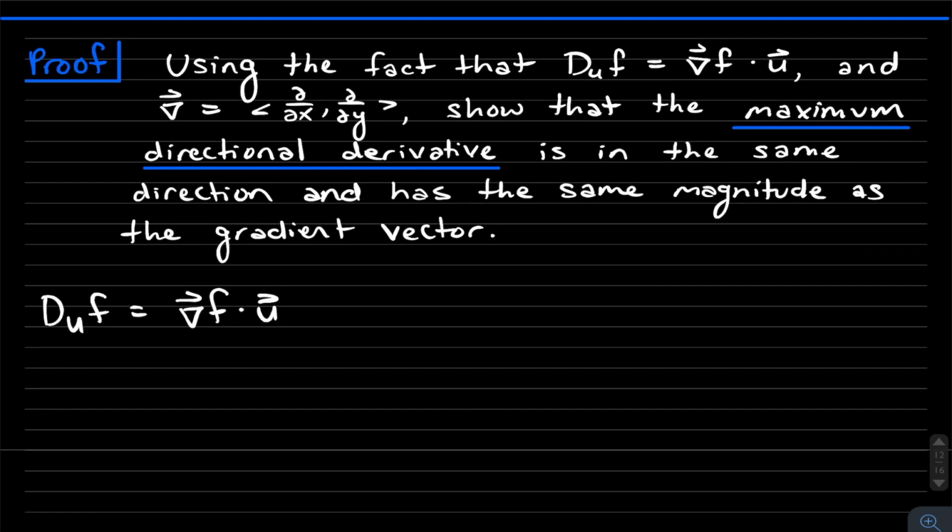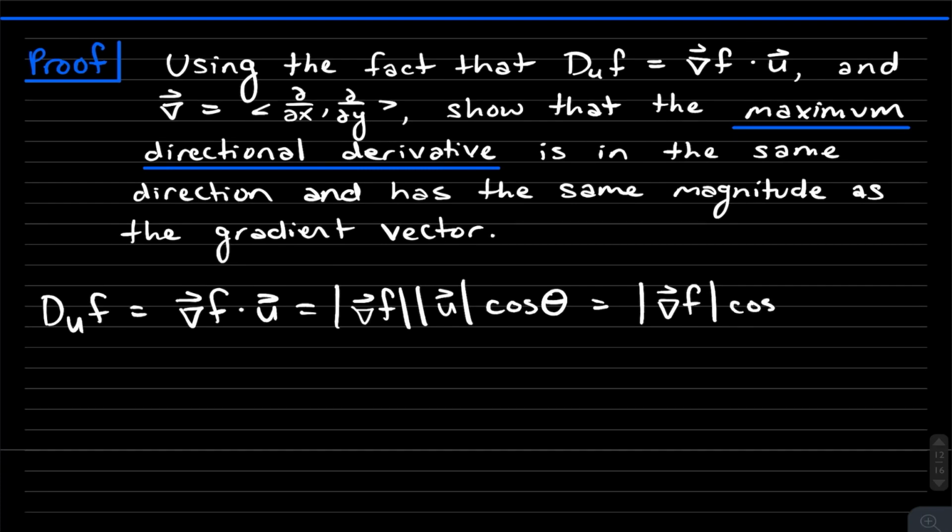And, well, what do we also know about a dot product? If we take the dot of two things, that's the same thing as doing the magnitude of the two vectors multiplied together times cosine theta, where theta is the angle between those two vectors, right? And the magnitude of the unit vector is 1, and so that goes away. And so we are left with the magnitude of the gradient of f times cosine theta.